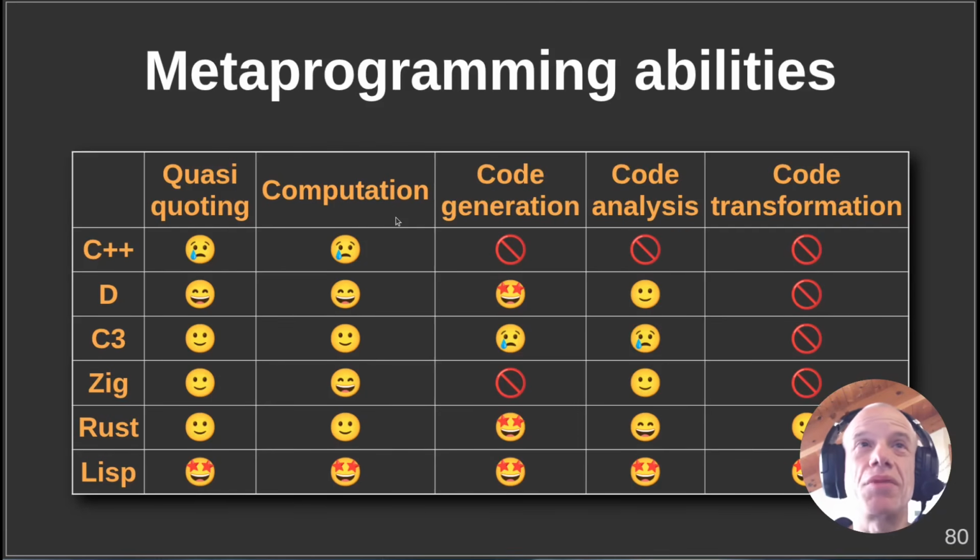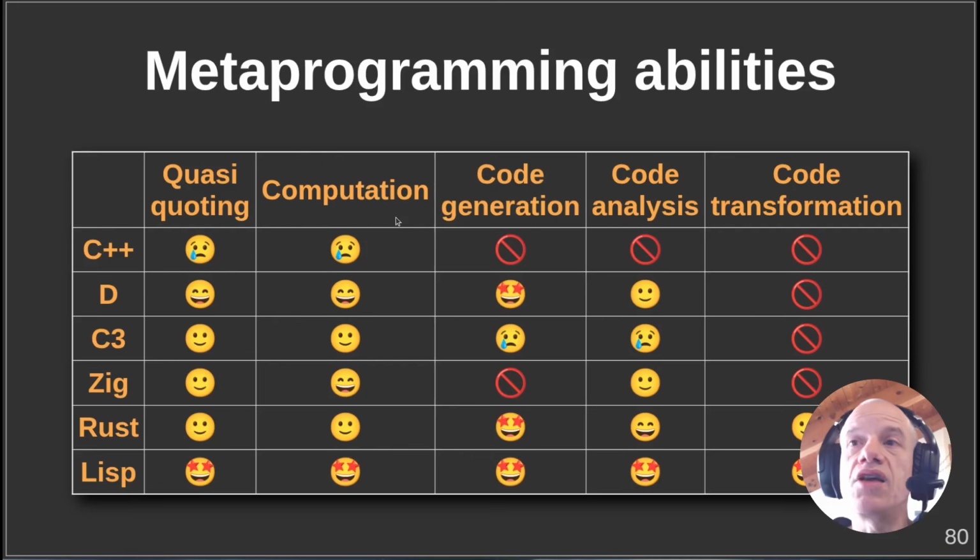I don't have much experience, so maybe please don't take this as too much of an opinion. It's just the first impression. And then we have Zig, that is also okay. Computation is good, because you can do compile-time execution. Code generation is not allowed by design, so this is a choice. And code analysis is a better API than C3, in my opinion, comparable to D. And code transformation is not possible because you can generate structures, but you cannot transform code.